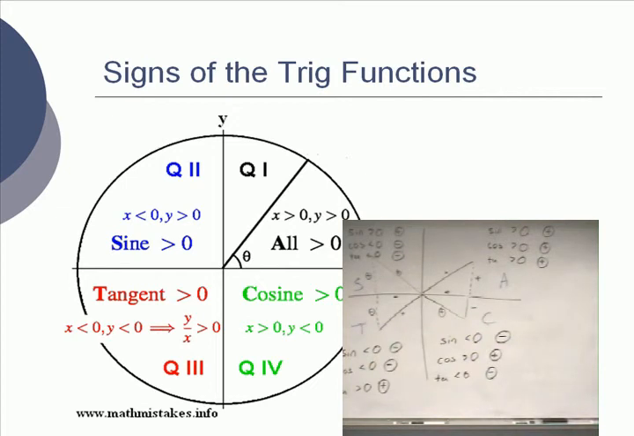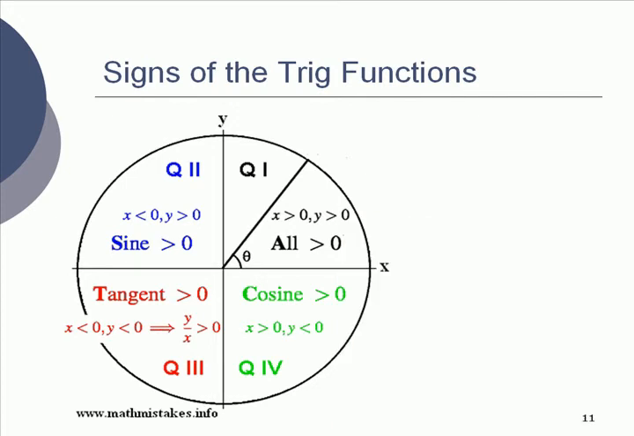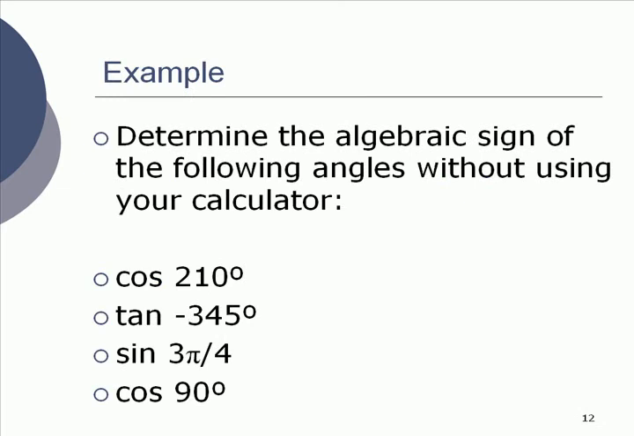Okay. Now, based on that, I'm going to give you a couple of angles. I just want you to predict what the sign on these will be, positive or negative. First of all, the cosine of 210 degrees. Don't use calculator, just think. Will the cosine of 210 degrees be positive or negative?